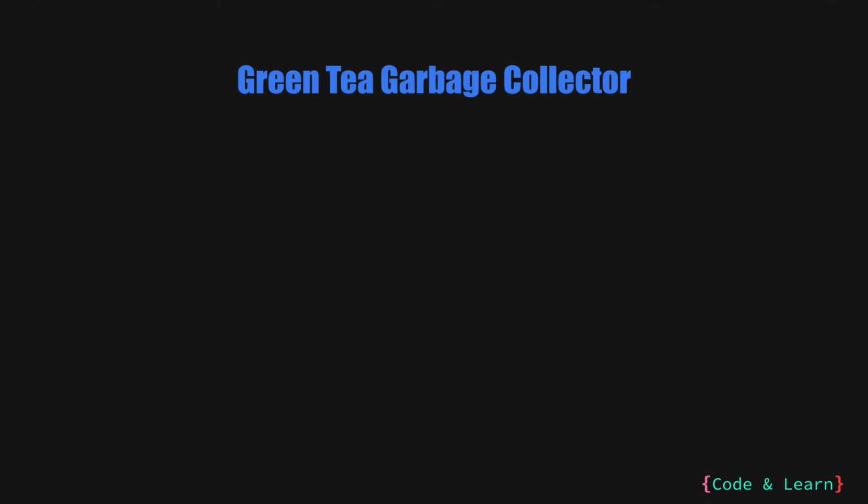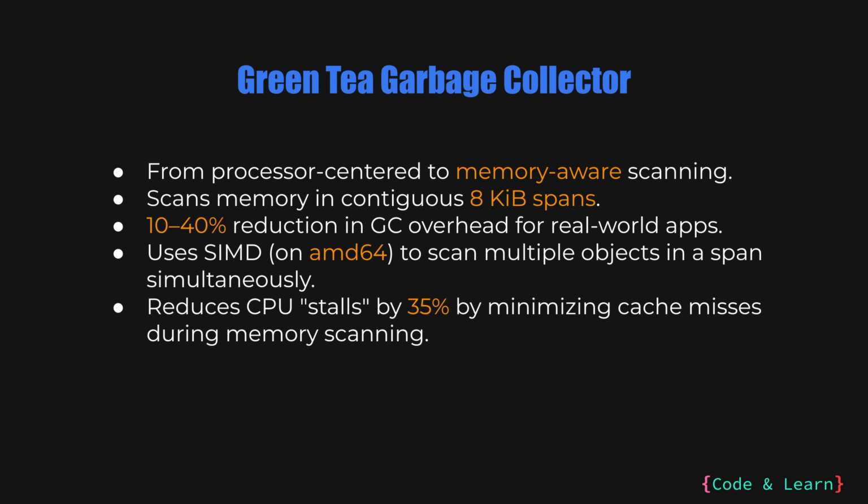Next big update is the Green Tea garbage collector. If you remember, in 1.25, it was an experimental feature. Now it has been generally released. Go's traditional garbage collector algorithm operated on graphs, treating objects as nodes and pointers as edges without actually considering their physical location. This meant when the garbage collector was scanning the memory, it would have to jump between different parts of memory. That meant the CPU spent too much time waiting for data to arrive from memory.